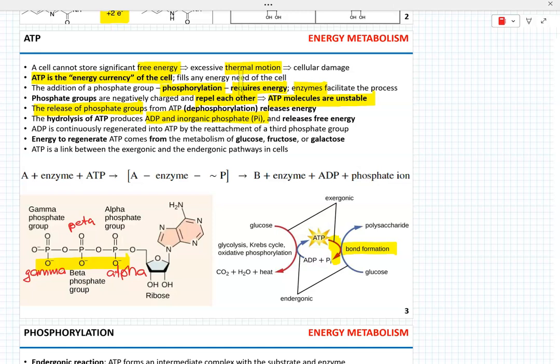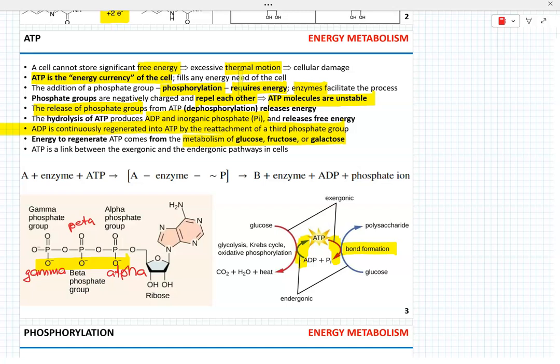Now, ATP is regenerated all the time by reattachment of the gamma, the third phosphate group. So the blue arrow here demonstrates the reaction in which ATP is regenerated. This process is endergonic, therefore, it requires energy. The energy for ATP synthesis comes from the breakdown of monosaccharides, glucose, fructose, or galactose, and we're going to focus specifically on the glucose catabolism.